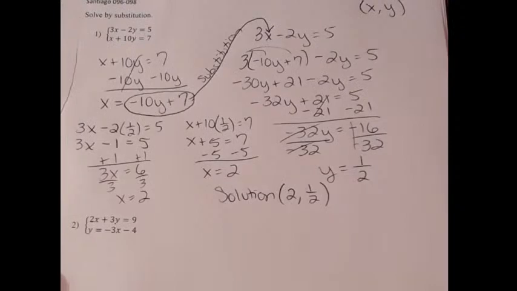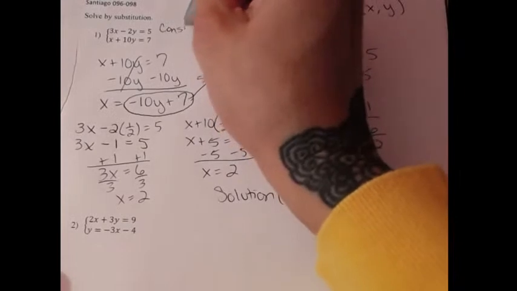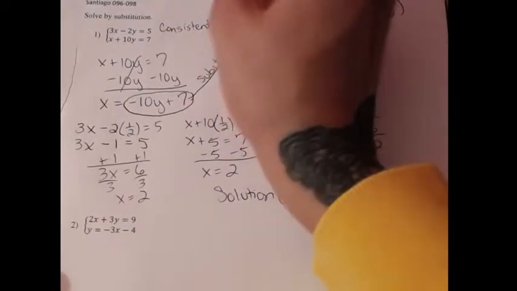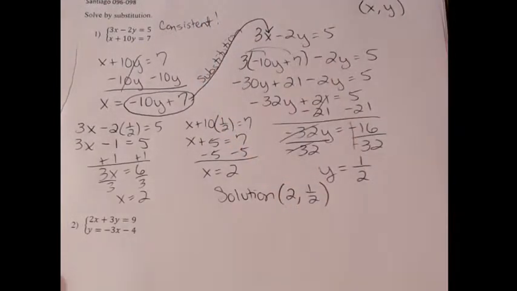This is a consistent system. We can make a note of that. We know it's consistent because there's one solution, which is 2, 1/2.